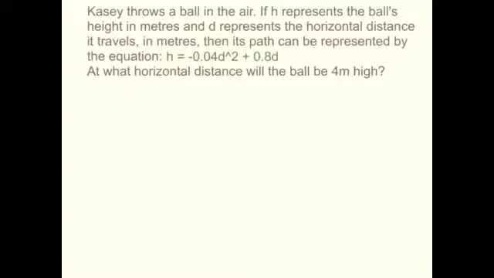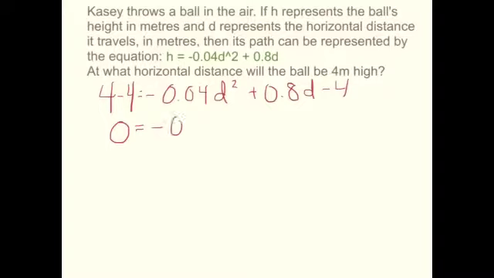So we're going to substitute. Oh, sorry, the height. The height is 4 meters. So we'll substitute for h. So we have 4, and I've replaced my h with 4, equals negative 0.04 d squared plus 0.8 d. And then again, like I did before, I'm going to subtract 4 from either side. So I'll subtract 4 here, and I'll subtract 4 there. So now we have 0 equals negative 0.04 d squared plus 0.8 d minus 4.